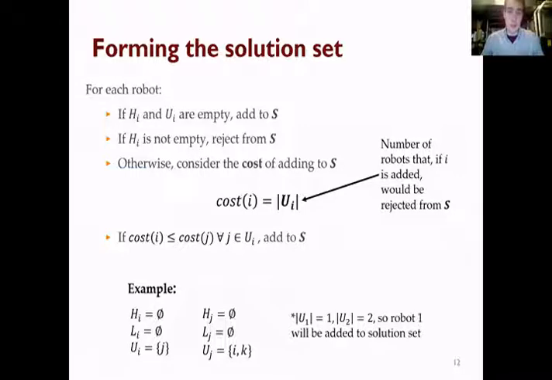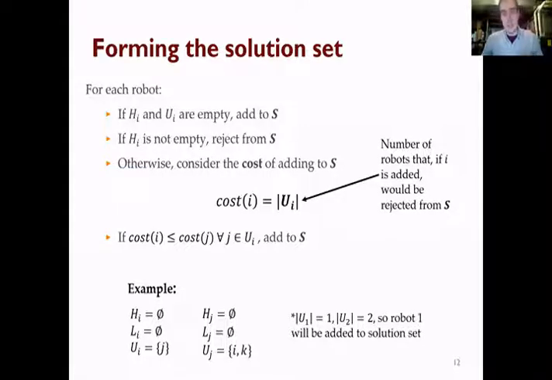And the third case is if its undetermined set is not empty, I should say, and its higher priority set is empty, then that means that there are some robots that conflict with robot I, but we don't know who should be given priority in this case.